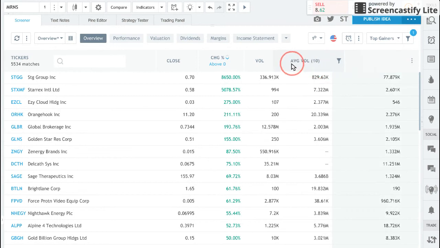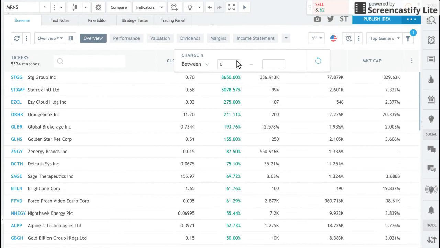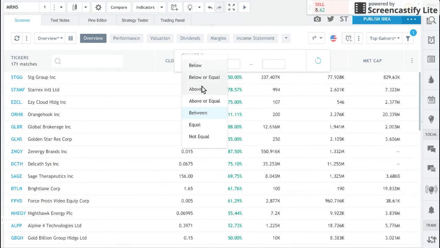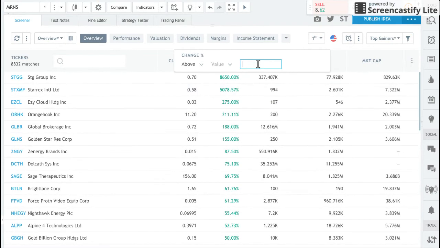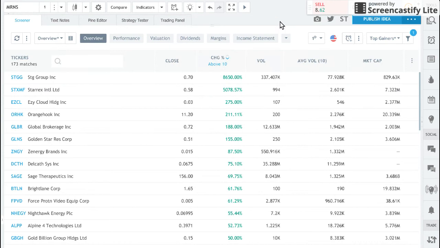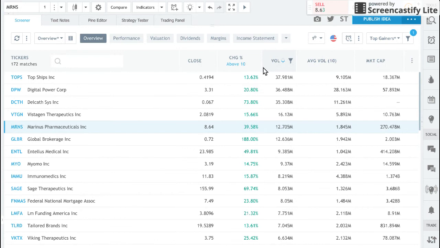So we're going to go over here and drag this. You want the volume over average volume. It's just a little easier to see. And we're going to go ahead and change the percentage gain to at least above 10%, because anything below 10% of a gain has the chance to close red. So anything above 10%, and then we're going to want to order it by volume. So you want the highest volume at the top of the list.